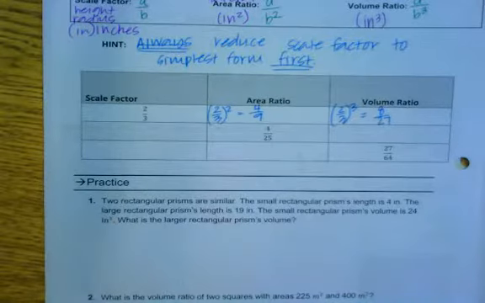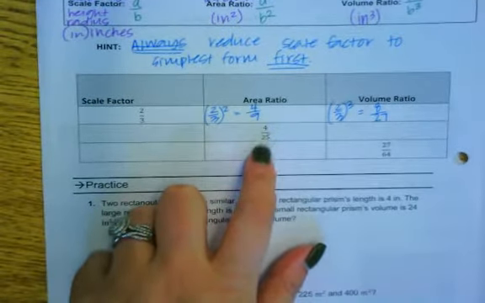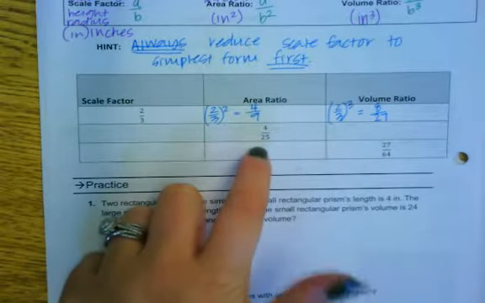Line 2, what do you notice? We don't have a scale factor. Okay, how do you think we can work backwards? Okay, so the first thing that you're always going to look for is, are we simplified? Is 4/25 simplified? Yes.